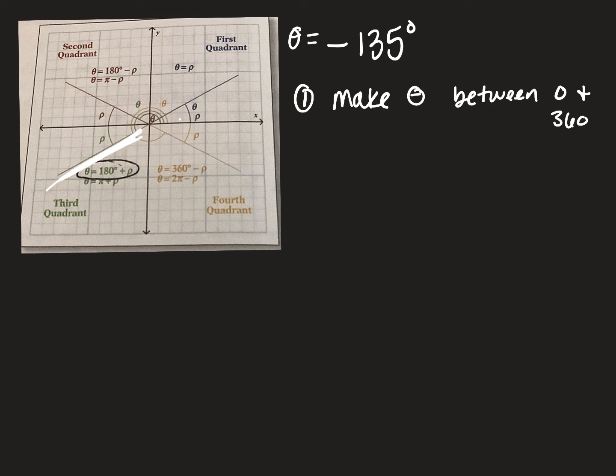So again, we're trying to find the reference angle for negative 135. We need to put it between 0 and 360. We do that by adding or subtracting 360. Since it's negative, we need to make it positive, so we're going to add 360. Somebody tell me what negative 135 plus 360 is.